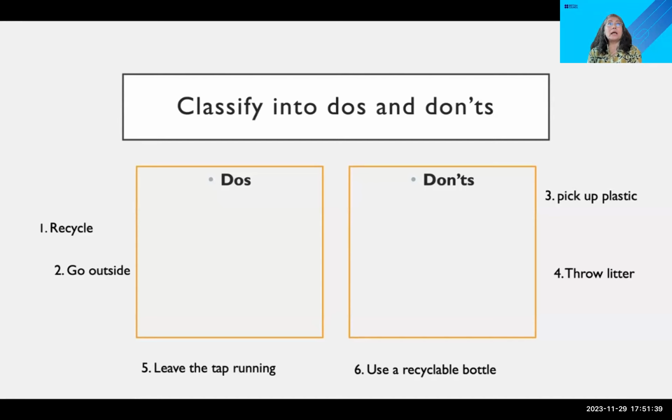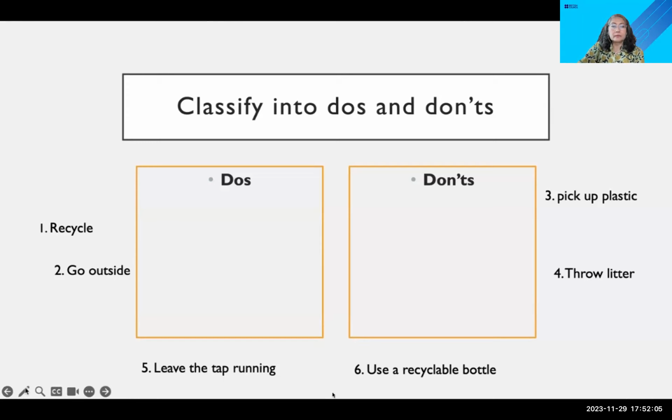So the options are recycle is 1, go outside is 2, pick up plastic is 3, throw litter is 4, leave the tap running is 5, use a recyclable bottle is 6. Do's are 1, 3, 6.